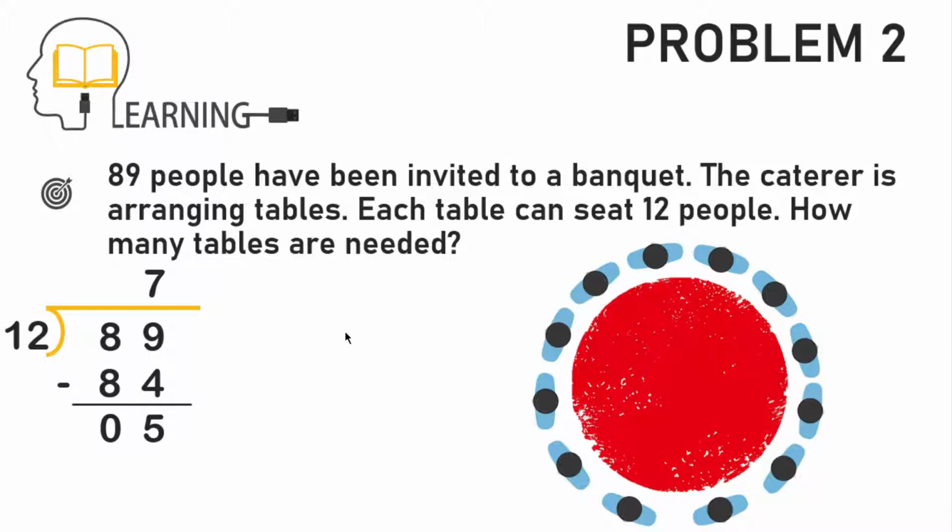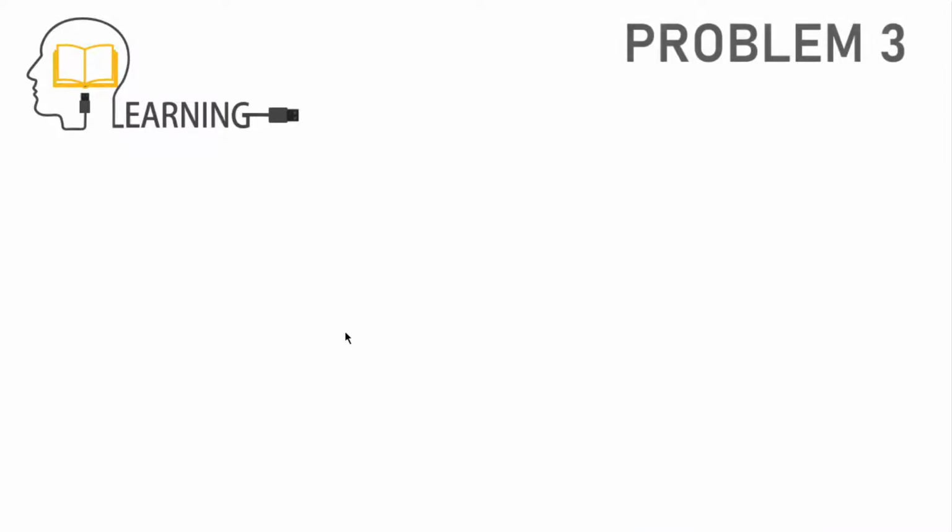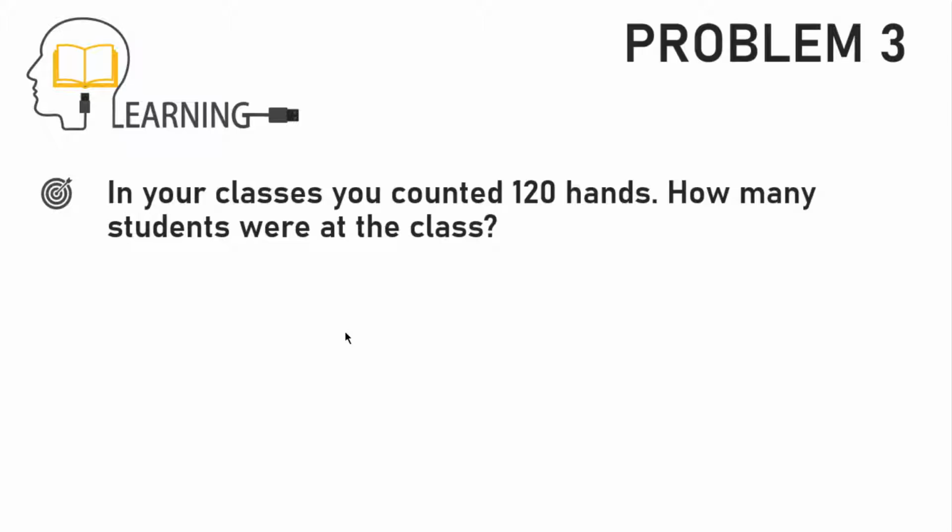So let us move on to our third problem for the day. Here you can see, in your class you counted 120 hands. How many students were in the class? So this is a pretty simple question if you understand it well. Here it says, in your class you have counted 120 hands. So 120 hands are present in total. So how many people are in that class? How will you find this out?